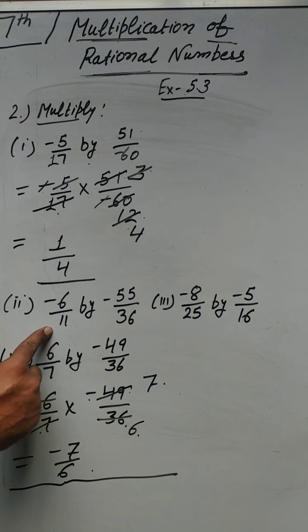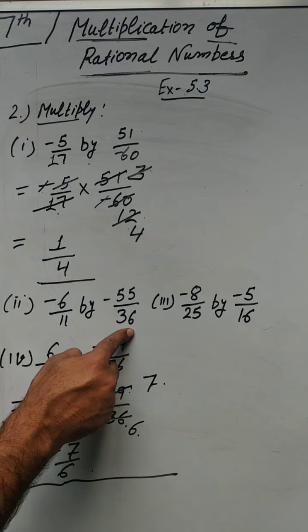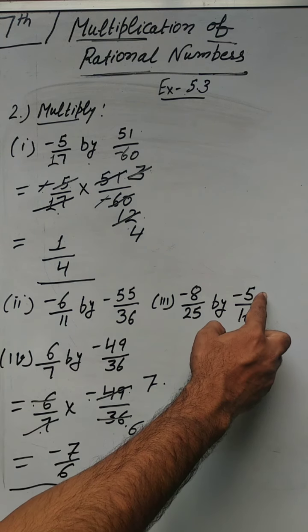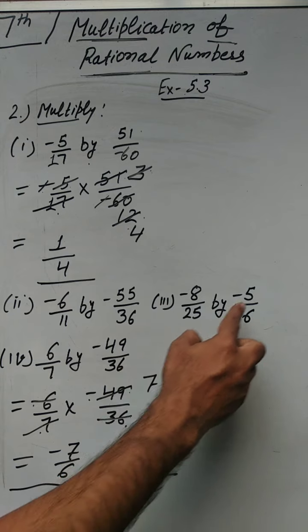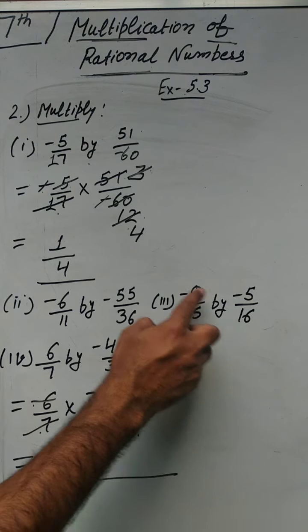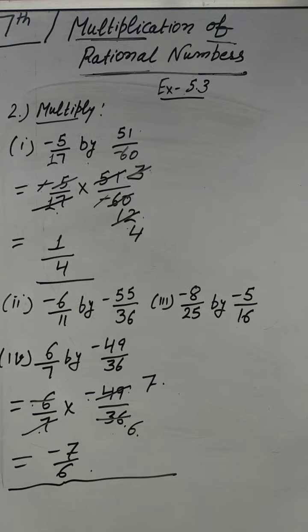The second part is very easy. 11, 55 is in the table of 11. Similarly, you can cancel 36 with 6. And similarly here, beta, 25, we can cancel it with the table of 5. And 16 can be cancelled with the table of 8. Clear, beta? Understood? I'm sure you can easily solve these ones.